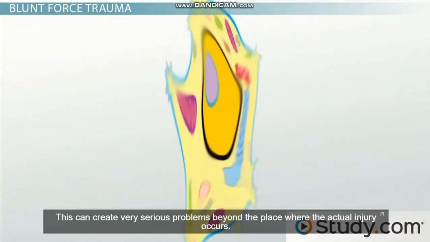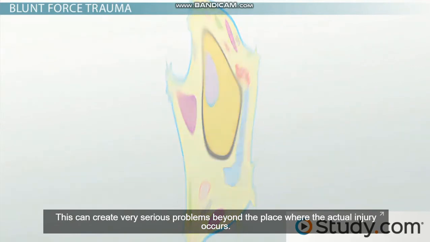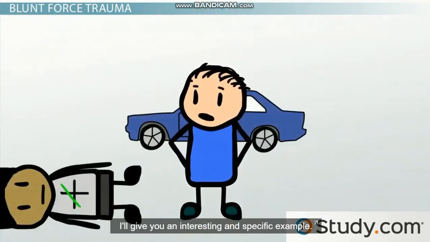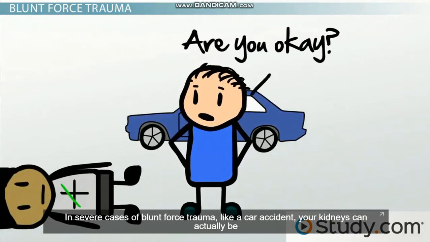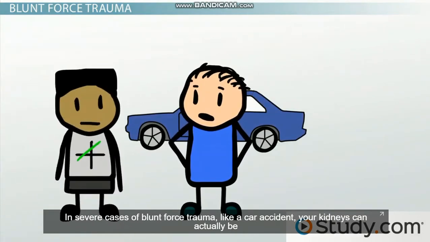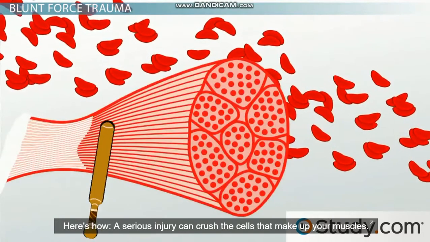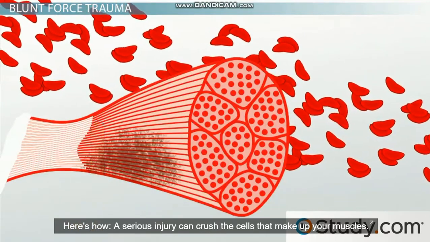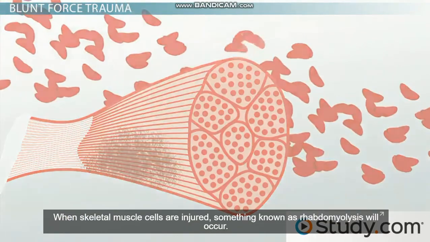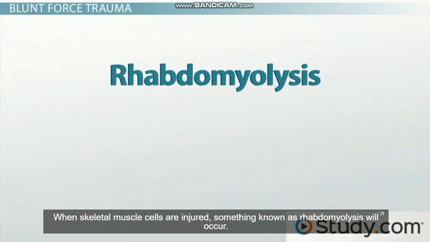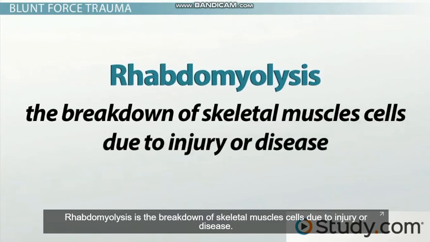This can create very serious problems beyond the place where the actual injury occurs. I'll give you an interesting and specific example. In severe cases of blunt force trauma, like a car accident, your kidneys can actually be damaged even if they weren't damaged by the initial trauma itself. Here's how. A serious injury can crush the cells that make up your muscles. When skeletal muscle cells are injured, something known as rhabdomyolysis will occur. Rhabdomyolysis is the breakdown of skeletal muscle cells due to injury or disease.